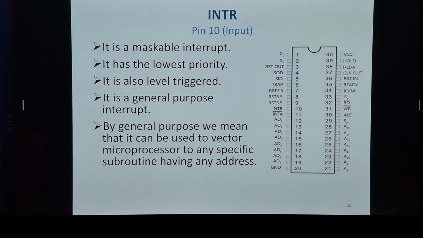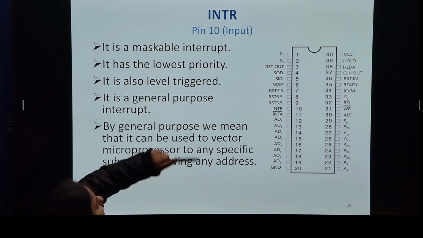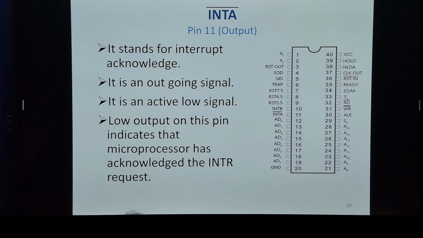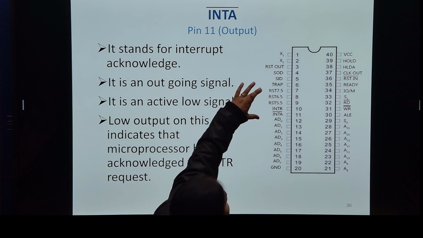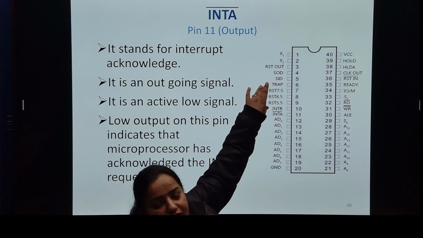Then pin number 10 is your INTR interrupt. And what are the specifications? Maskable interrupt, lowest priority, level triggered. These are the parameters. Then is pin number 11. If we are talking about pin number 6 to pin number 10, these are the interrupts of microprocessor 8085.